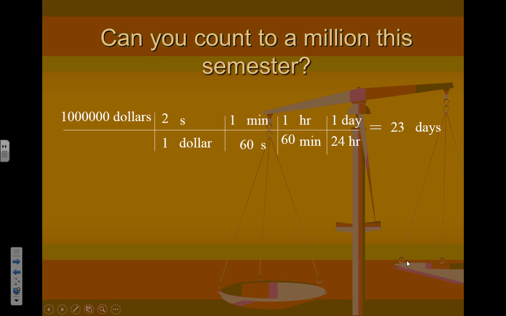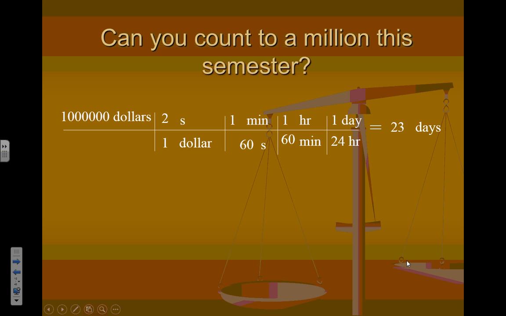599,432, 599,433. Takes a while to say some of those things. So let's go conservative on how many dollar bills we can count in a second. Now, you know that 60 seconds in a minute, 60 minutes an hour, 24 hours in a day. To count to a million, if I had $1 million and I started counting at 2 seconds per dollar bill, it would take me 23 straight days to count the $1 million.